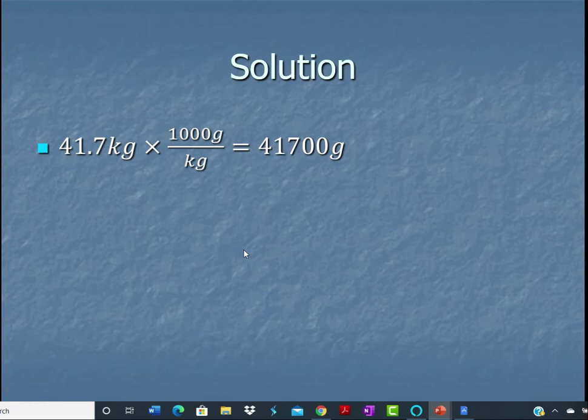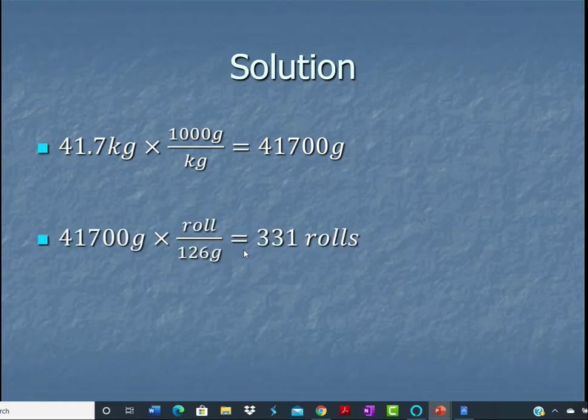And then this is the part that you might have done a little bit differently. You might have just automatically punched it into the calculator. But I would think about it this way. I'd take my 41,700 grams, and since there are 126 grams in a roll, what I've developed here is a conversion factor where the bottom and the top are the same. So the 126 grams is the same as a roll, allowing me to cancel out the grams, and I find out that I could make about 331 rolls of pennies. That's assuming they're all the same weight.